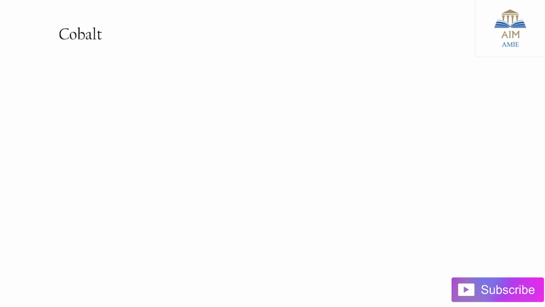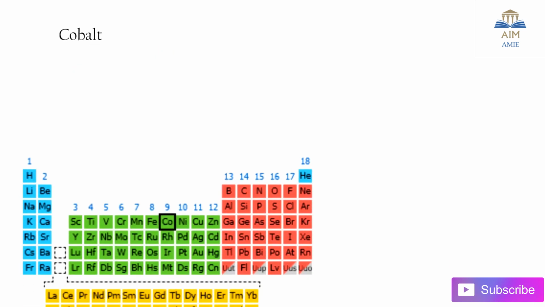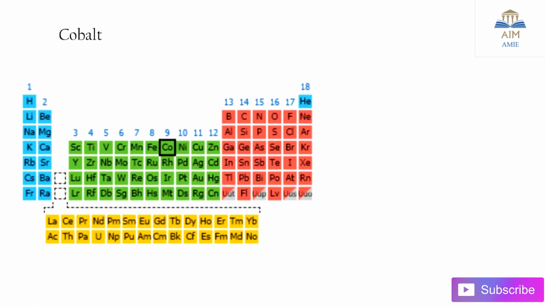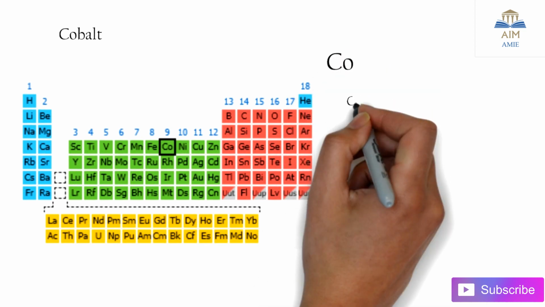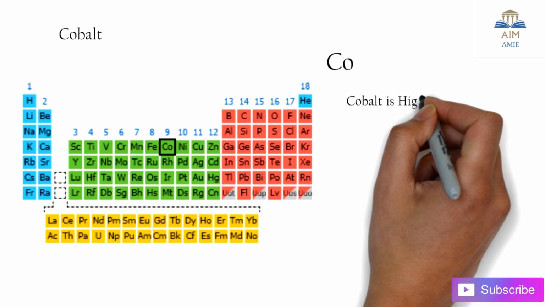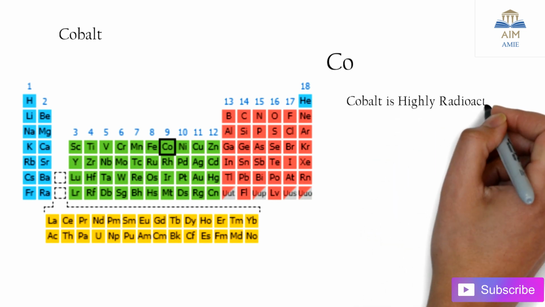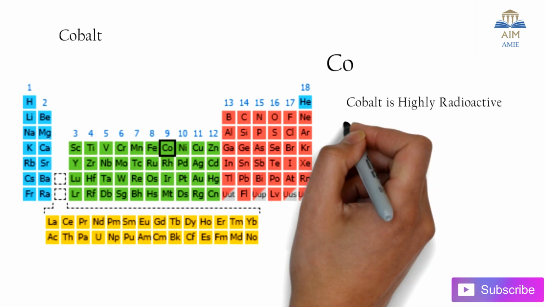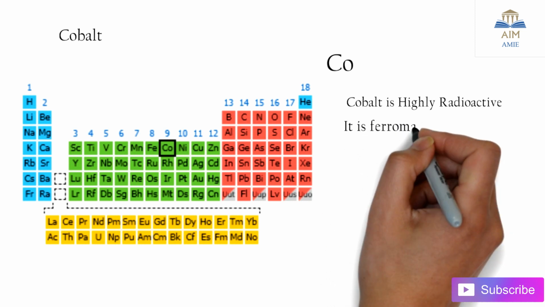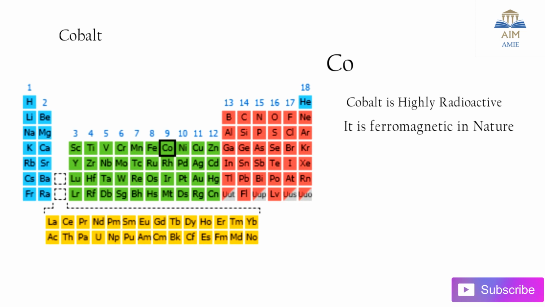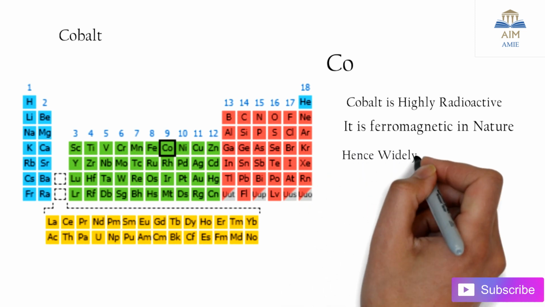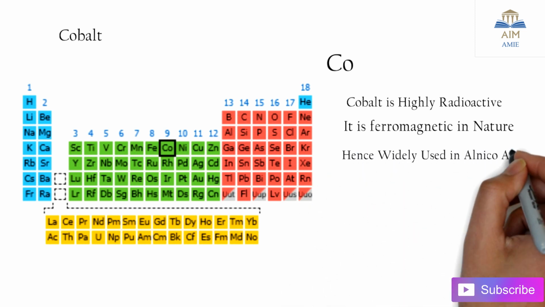The next is cobalt. Cobalt is a metal, which I have shown here in the periodic table, typically denoted by Co. Cobalt is a highly radioactive substance. It is ferromagnetic in nature, as we will see later with magnetism. Hence it is widely used in alnico alloys.